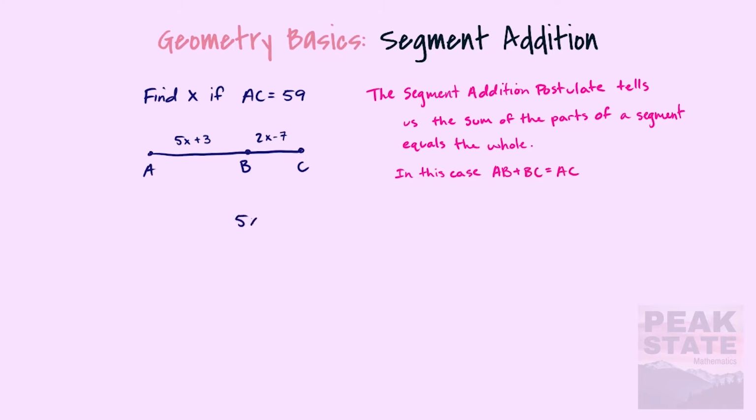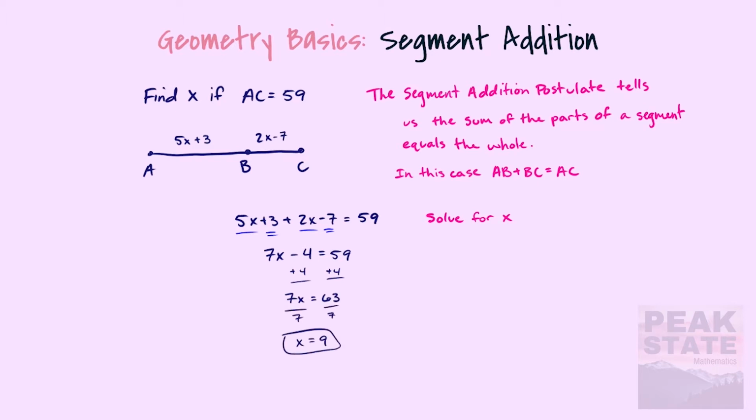Now, all you got to do here is substitute in what you do know and solve. So AB is 5x plus 3, BC is 2x minus 7, and the whole distance AC is 59. So solving for x, combine your like terms, isolate your variable, get the lead coefficient down to 1, and you'll see that x is equal to 9. That's all there is to it.